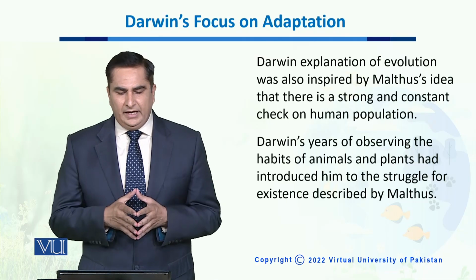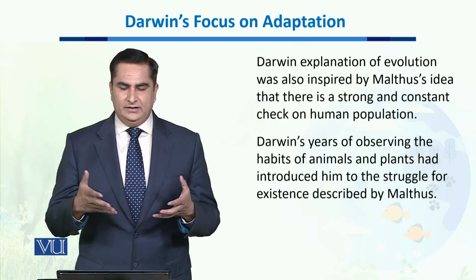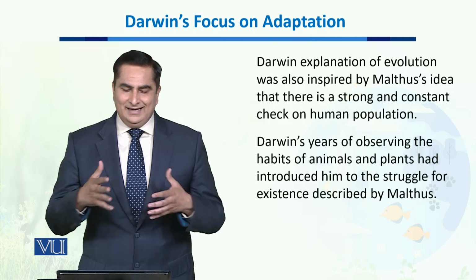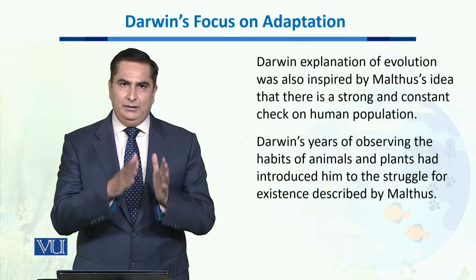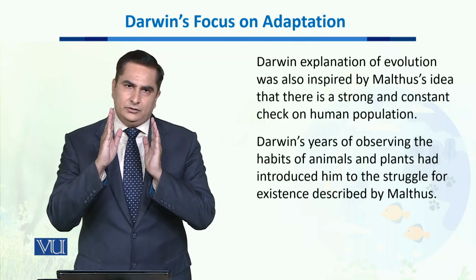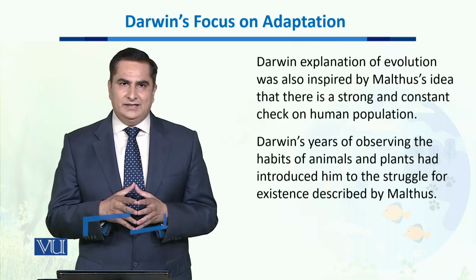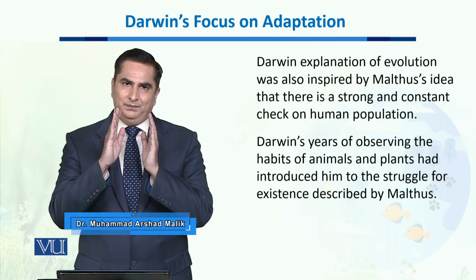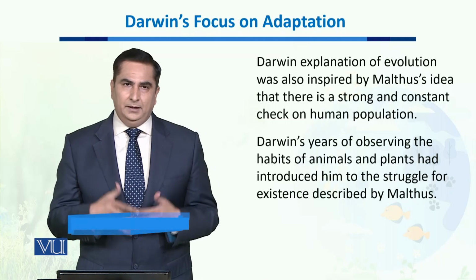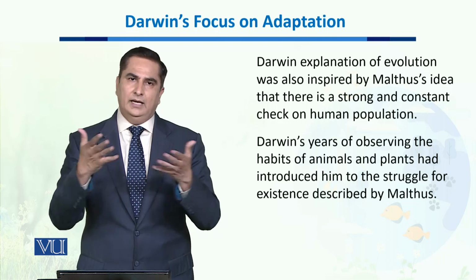Now, the explanation of evolution by Darwin was inspired by Malthus' idea that there is a strong and constant check on human population. It means that during the observation of animals in different regions and the plant species, Darwin was convinced by this notion that every organism struggles for survival. That was his observation after reading the Malthus idea of this check on the population of different organisms, including animals and plants, as well as humans.